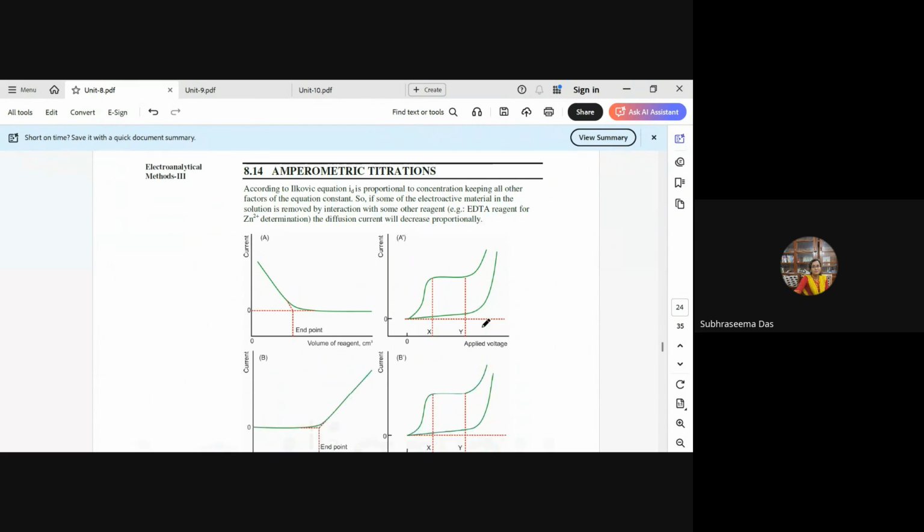Then coming to amperometric titrations. We'll just take a break of 5 minutes and again resume with amperometric titrations.